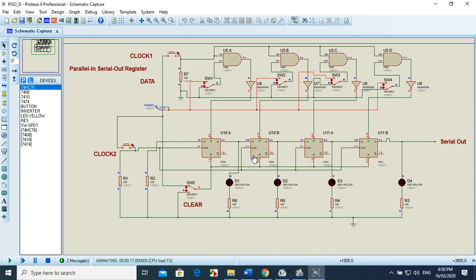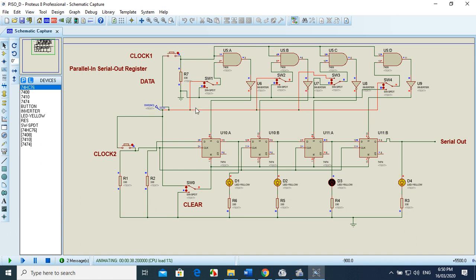Let us set our data to, let us say, 1101. This can be accomplished by setting SW1 to up position, SW2 to up position, SW3 to down position, and SW4 to up position. To load the data to our D flip-flops, we will press our clock 1 switch once.